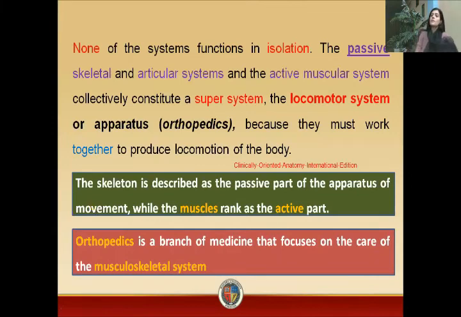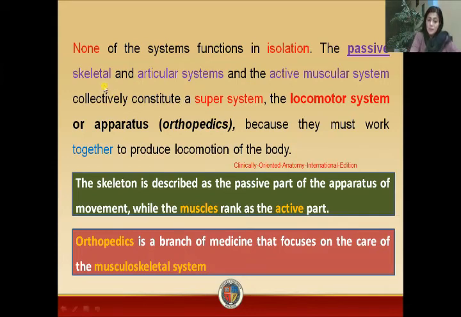So none of the systems can work individually. All the systems work together. Here you must understand this paragraph written over here, that none of the systems function in isolation. The author uses the word passive for the skeletal system. Why is he calling this a passive system? Because bones by themselves can't move. They need the help of other systems. For example, your muscles will contract, and then help your body to move with the help of the joints.